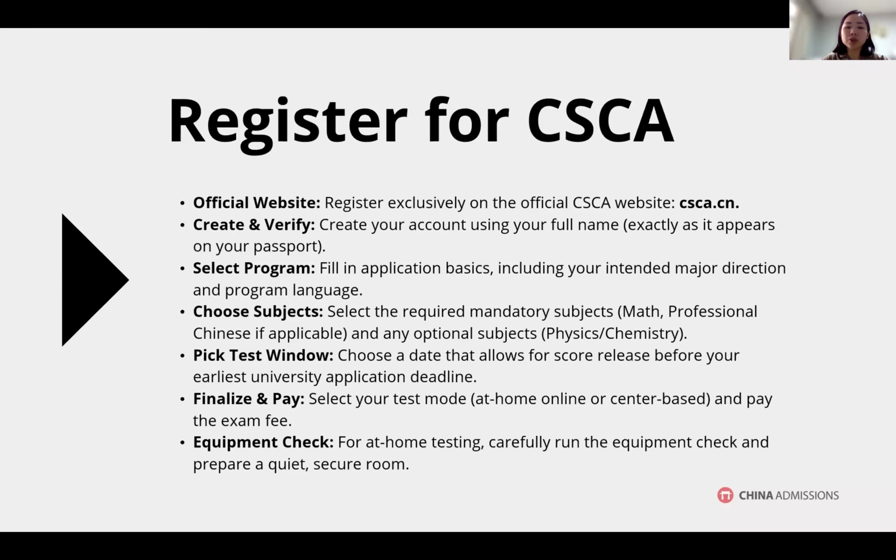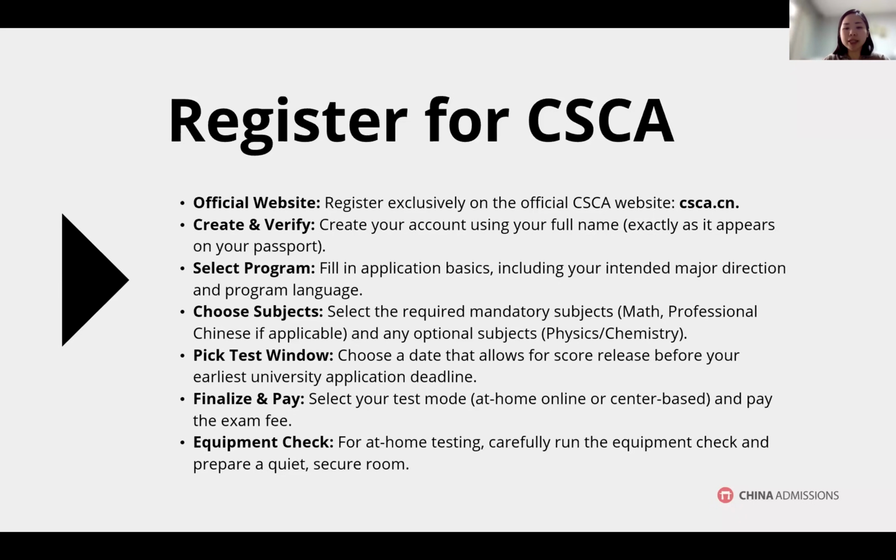And you need to choose the exam subjects that you want to take. So you need to select the required mandatory subjects, which is mathematics, required for everyone, or STEM or humanities Chinese if you're applying for Chinese taught programs.